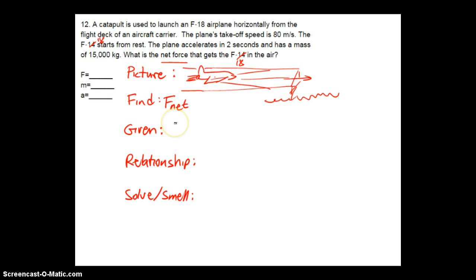What are we given? We're given that the mass is 15,000 kilograms. Now the other thing is we're not given an acceleration, but we are given a final velocity of 80 meters per second. We also see that it's starting from rest, so we know we have a starting velocity of 0 meters per second, and we're given a time. That might be helpful. And time is equal to 2 seconds.